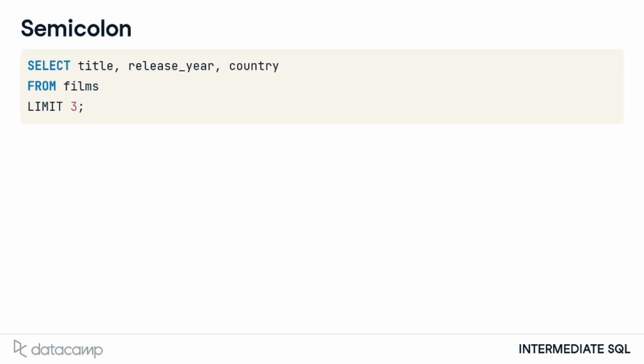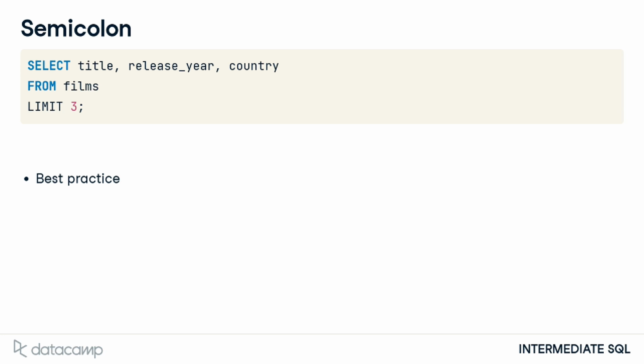Have you noticed the sample code we've been looking at throughout this lesson has a semicolon at the end? Like capitalization and new lines, this semicolon is unnecessary in PostgreSQL. We could leave it out of the query and still expect the same results with no errors. However, including a semicolon at the end of the query is considered best practice for several reasons.